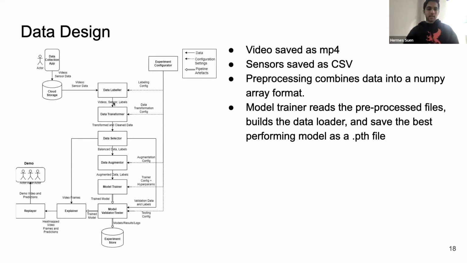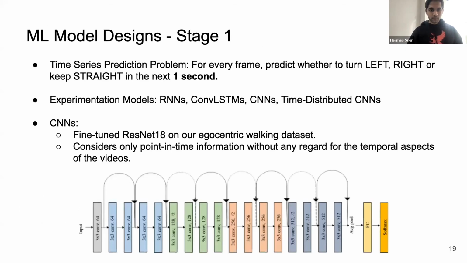Coming to data design, our videos are stored as MP4 and sensor data as CSV. The data transformer pre-processes them into a NumPy array format, and the model trainer takes the NumPy array input and outputs the best performing model as a .pth file, which we will be using in the iOS application later to make predictions.